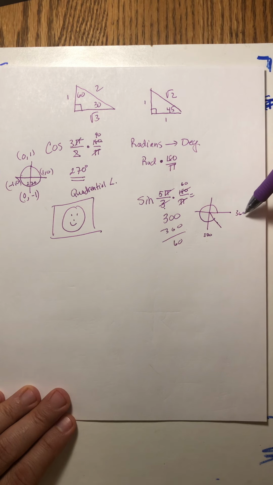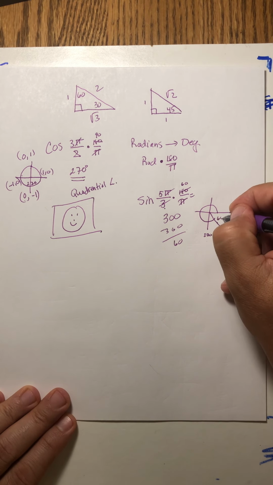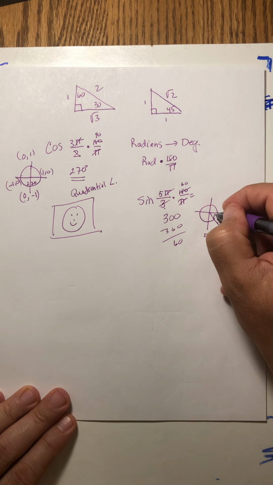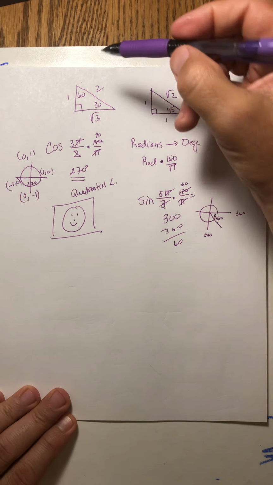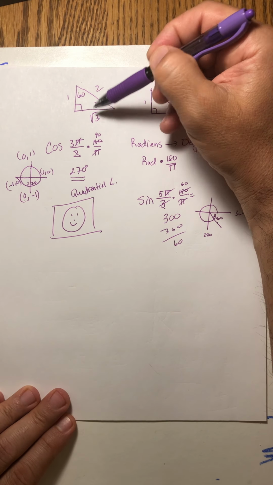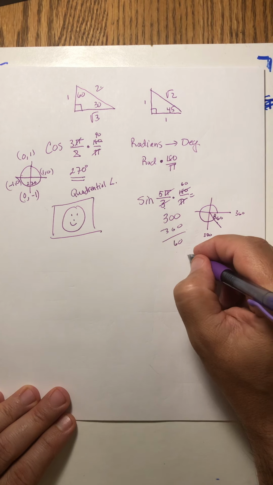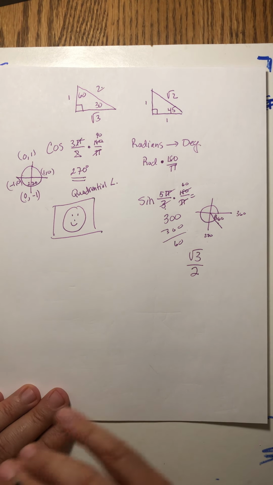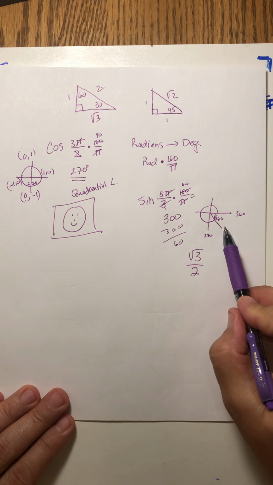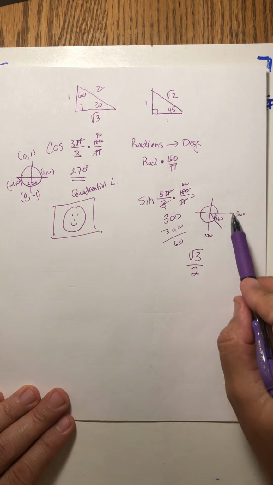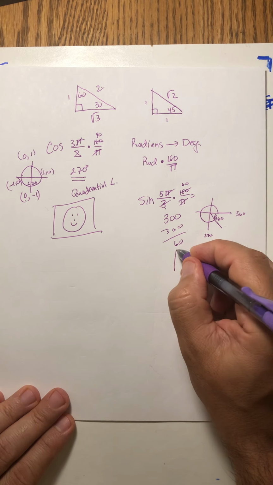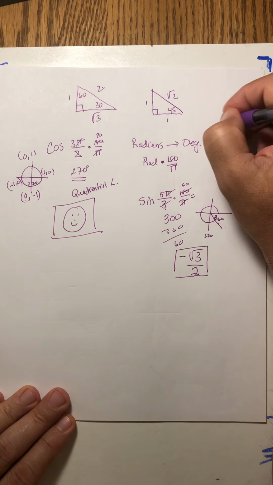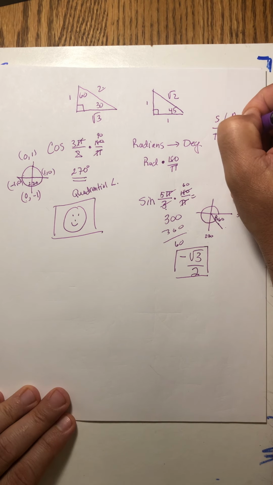Sine of 60. So this is a 60-degree reference angle. Sine of 60, opposite over hypotenuse, radical 3 over 2. Now my only question, what do we know about sine in this quadrant? Again, sine is the y value. The y's in this quadrant are negative. That's your ASTC.